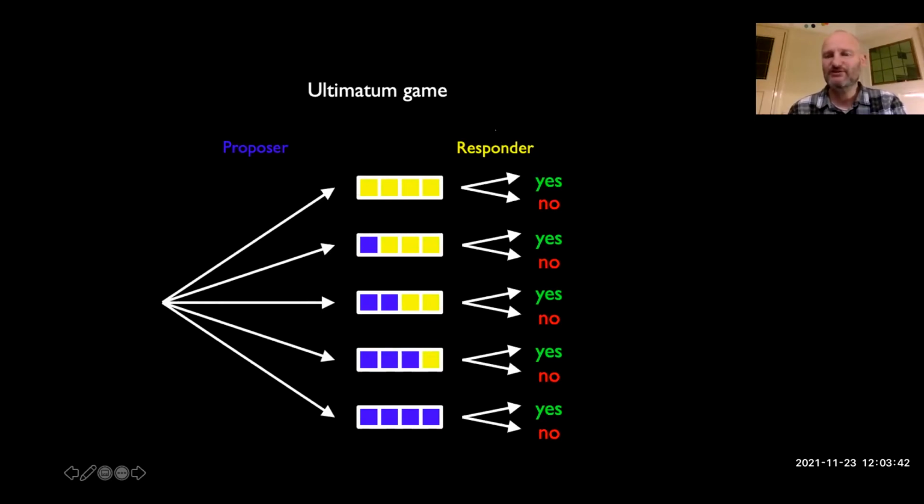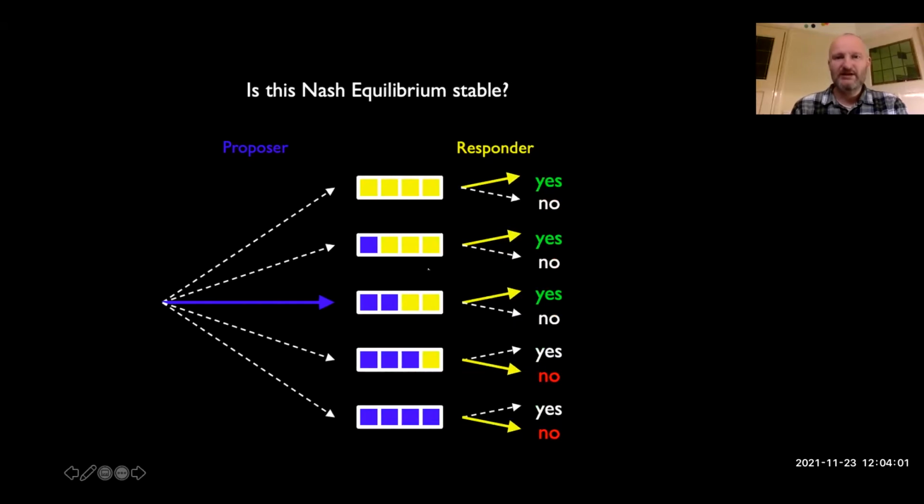Now the second mover is the responder, and the responder needs to have an answer ready for all 5 proposals, and that answer could be yes or no. If it's a yes, then the proposal gets implemented. If it's a no, then the money disappears and both of them get nothing. Now, there's a bunch of Nash equilibria, and let's first check if this is a Nash equilibrium.